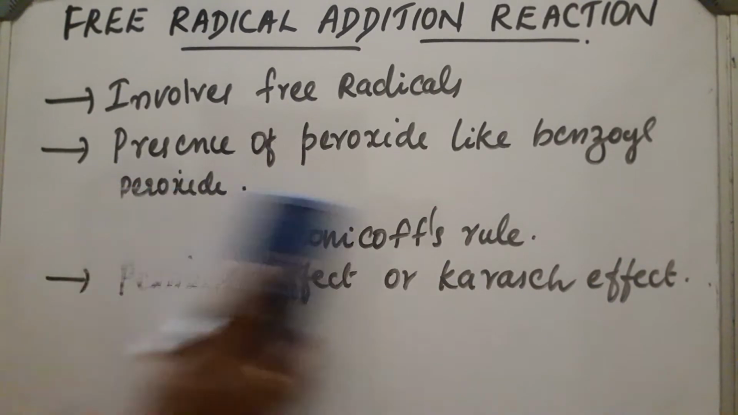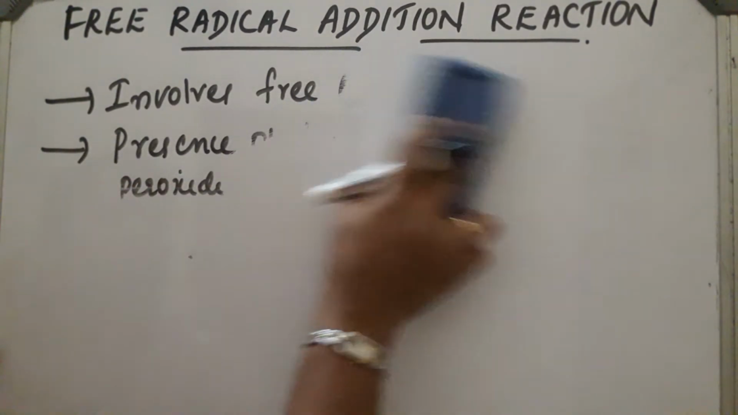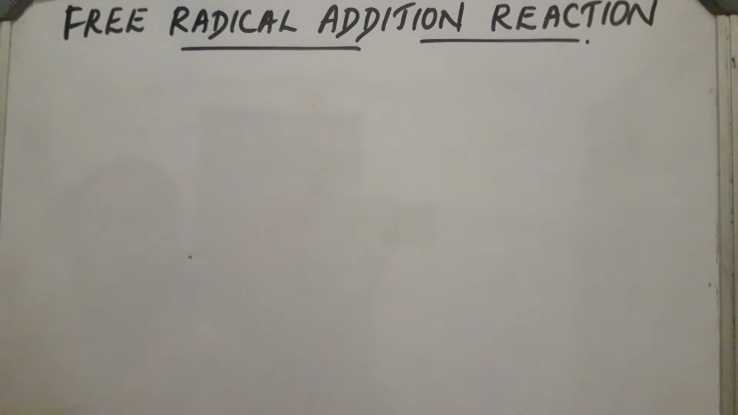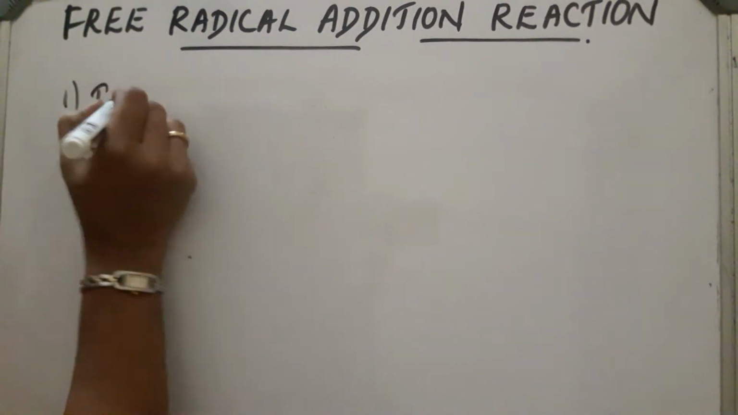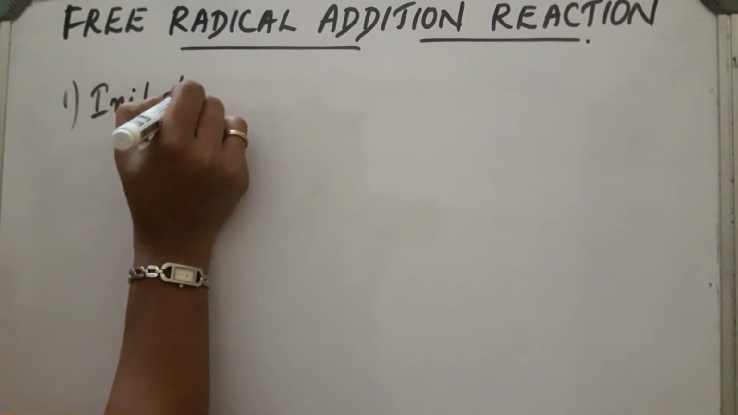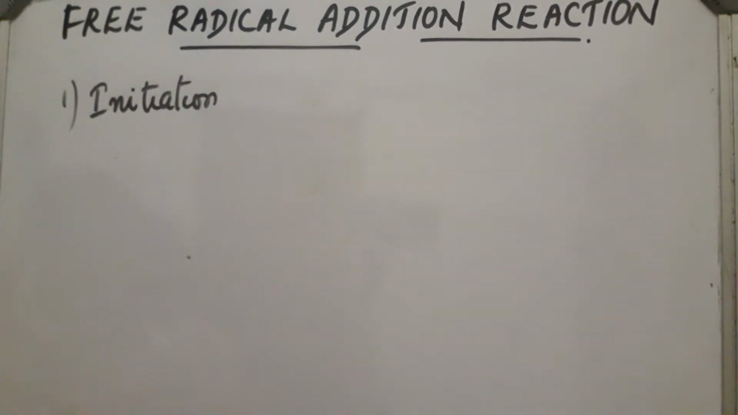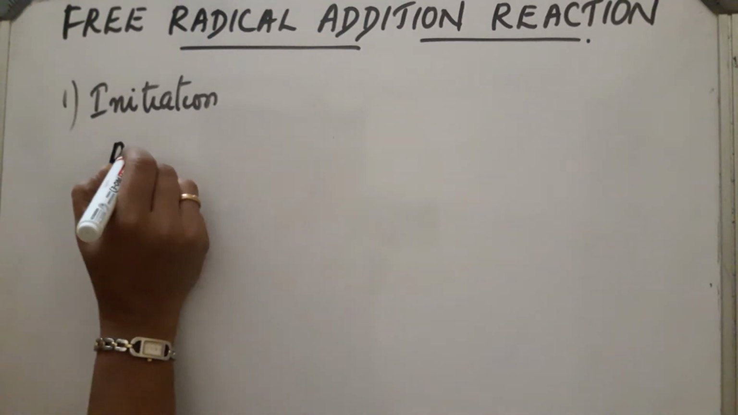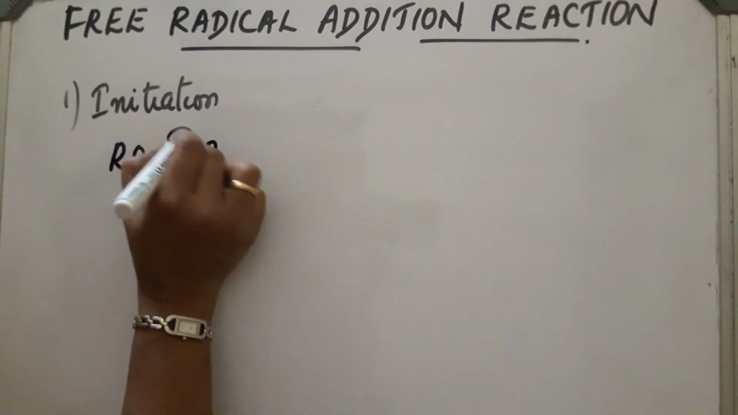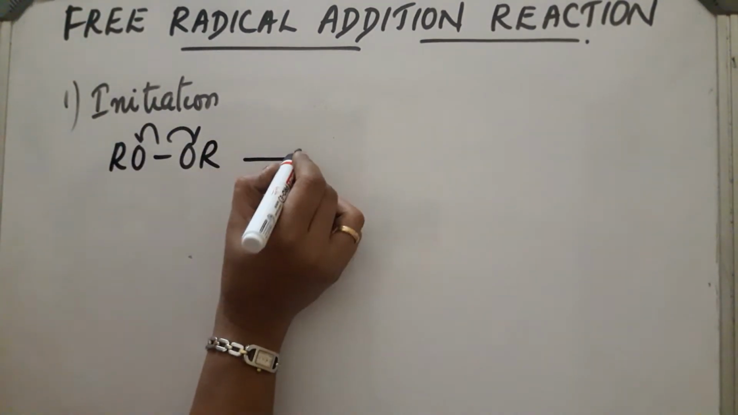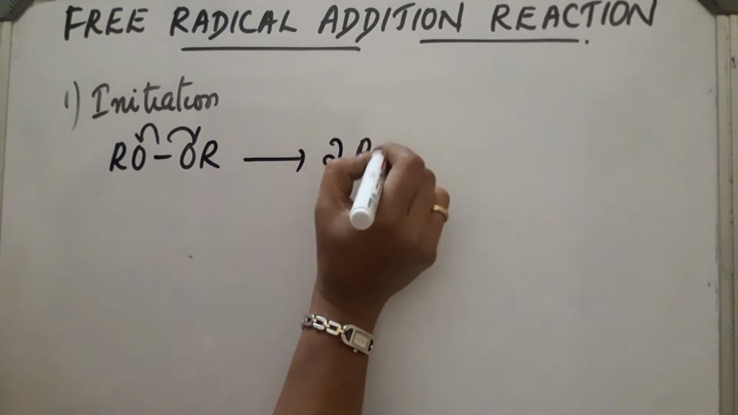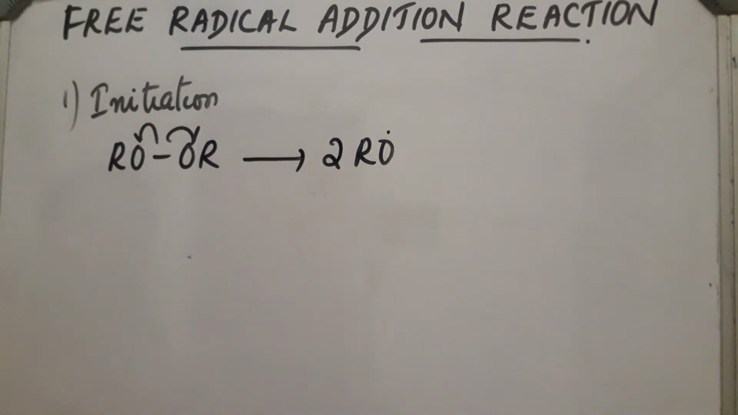The first one is the initiation step. Since it takes place in the presence of a peroxide, first the peroxide undergoes homolytic cleavage and gets converted into two RO radicals. This is the initiation step.